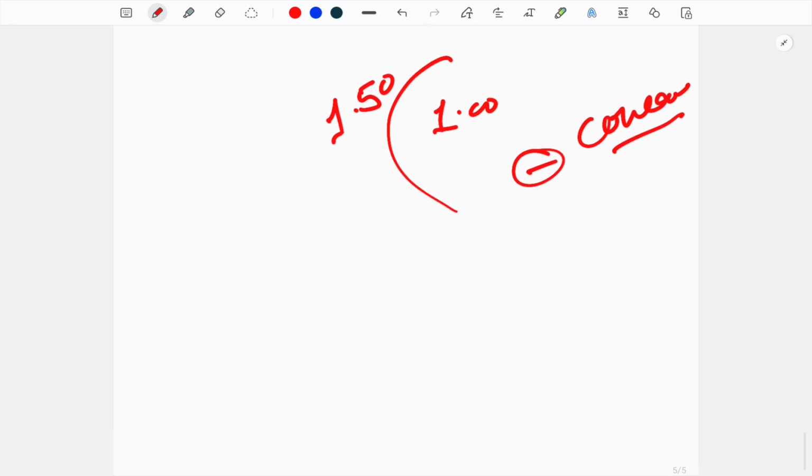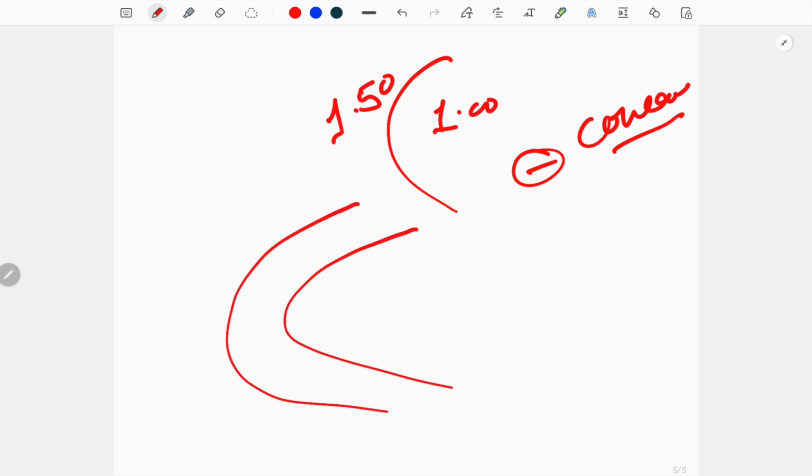So let me explain with the help of the cornea. This is two surfaces in the cornea. This is one and this is the second. In the case of the cornea, let's take an example of 1.39 as the refractive index of the cornea. And here is air and here is aqueous.